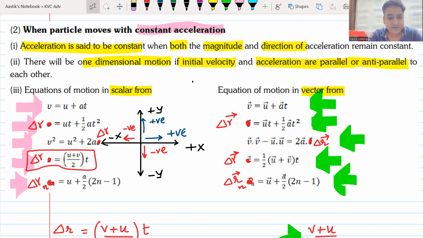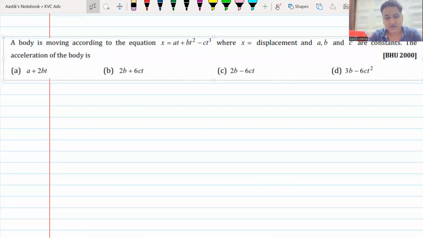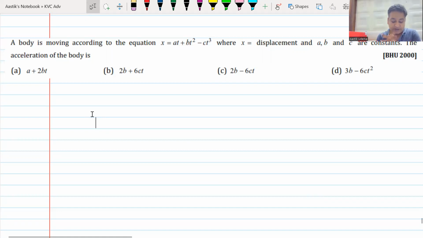Just to check whether we remember this or not, this is one question straight away that I'm going to put for you. A body is moving according to the equation x = at + bt² − ct³, and you have to find out the acceleration of the body. So can you solve this question for me? I'll give you 2 minutes to do this.